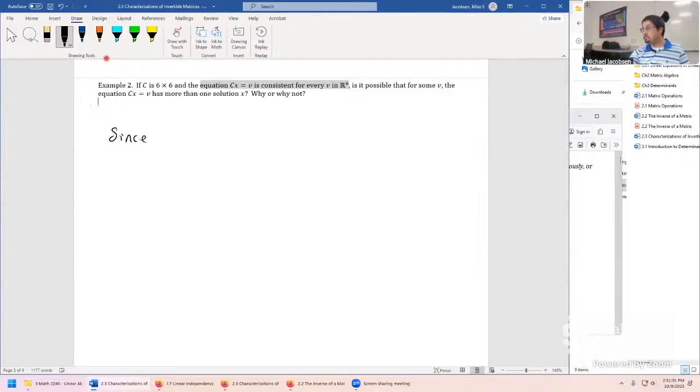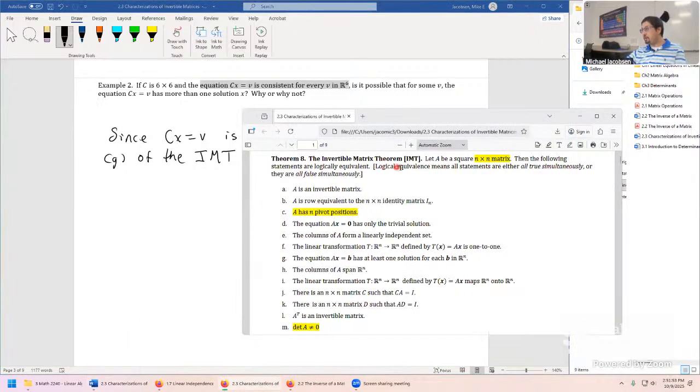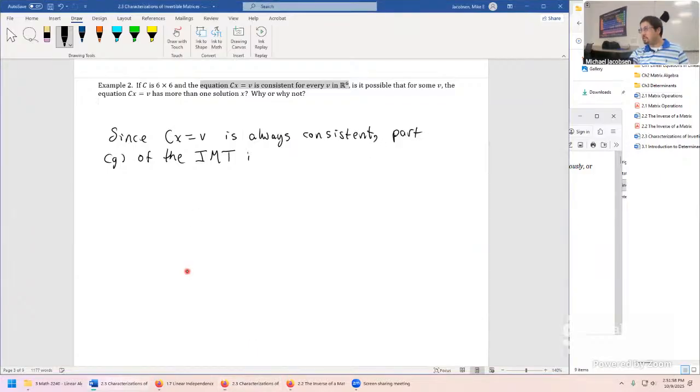So let's let that be our first part on this as we write it out. Since Cx equals v is always consistent, part G of the invertible matrix theorem, like we mentioned, this is going to be our pretty much go-to acronym right here for invertible matrix theorem. Part G of the invertible matrix theorem is true. All the other parts are logically equivalent, so you don't have to say each and every time. That means all the other parts are logically equivalent. We'll just take that for granted.